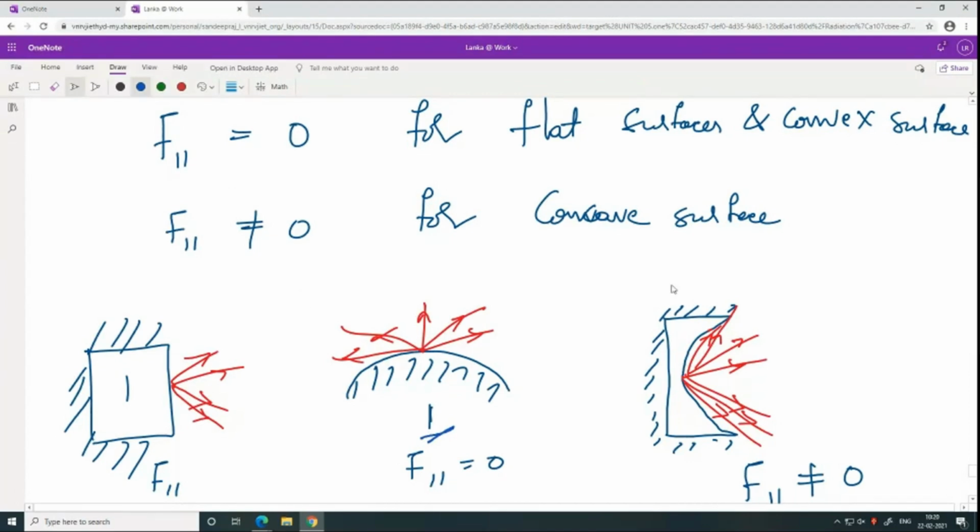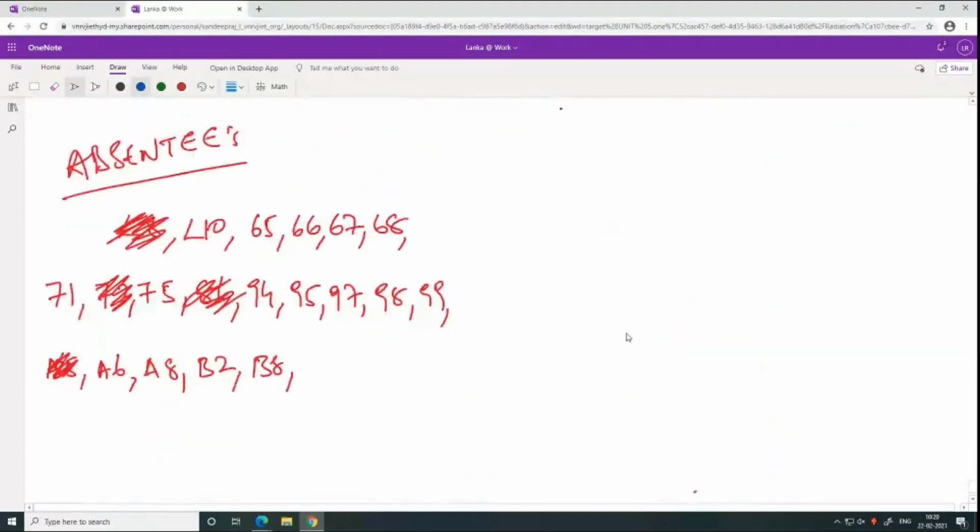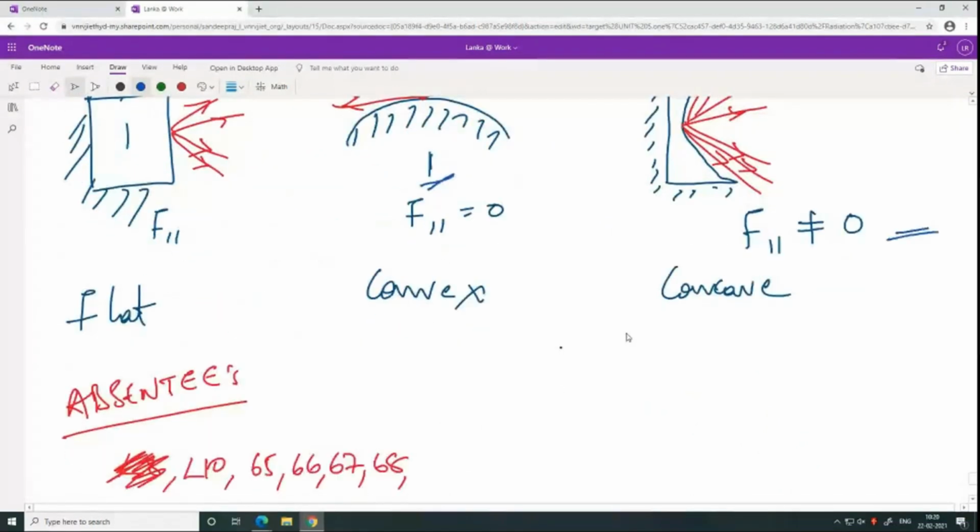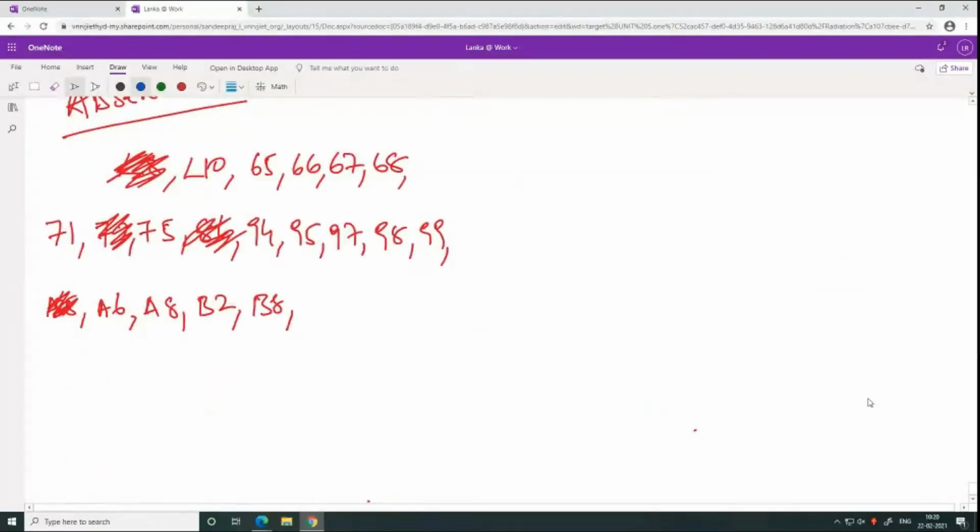If we take the concave surface, the concave surface is the third one here. In this case, whatever energy is emitted by that body is taken by that body itself. If we take the emitted radiation by itself, it will not be equal to 0 for a concave surface. So till here, we have seen already in the last class.